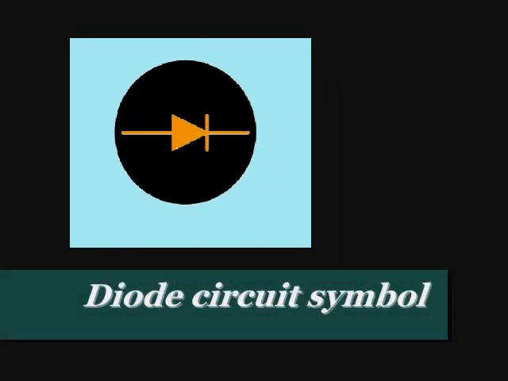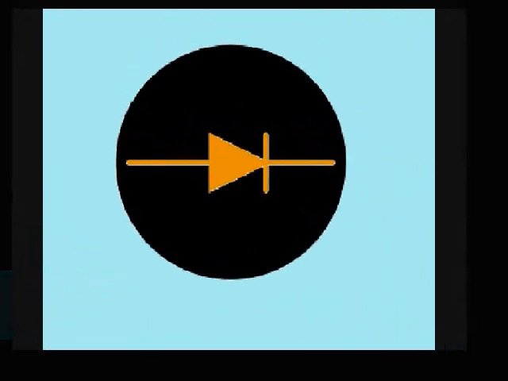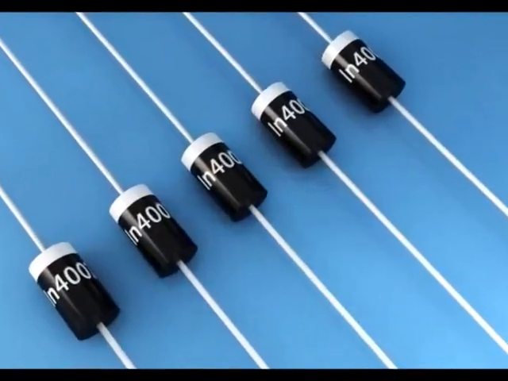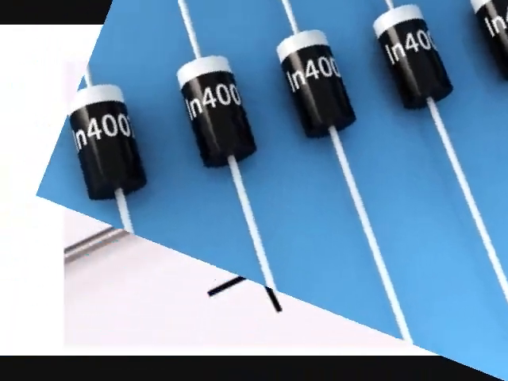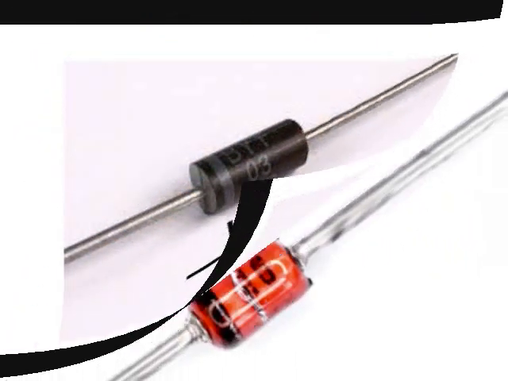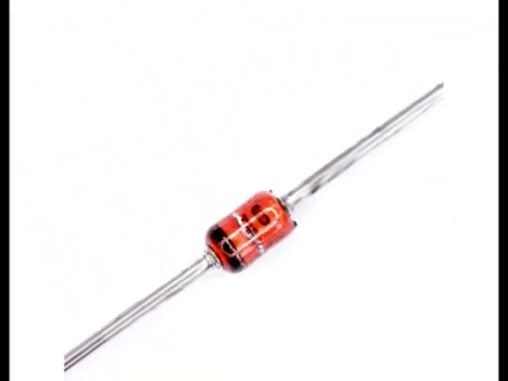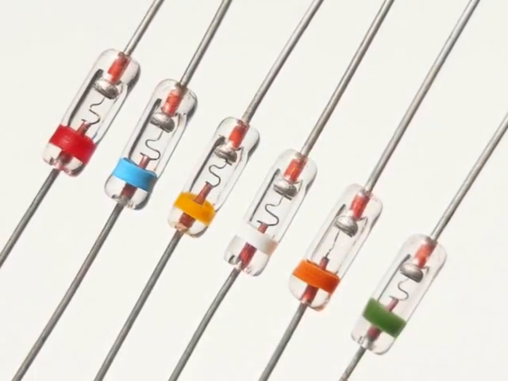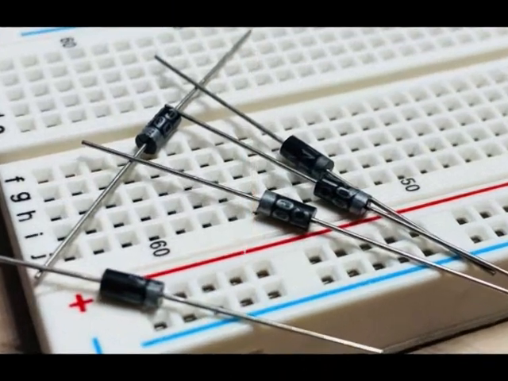Diode circuit symbol. In most diodes, there is a gray band at one end of the piece that indicates the direction of the cathode. Its circuit symbol is a triangle that points to the cathode and a line perpendicular to its tip. This symbol indicates that the conventional current in the circuit is directed from the anode side to the cathode side.